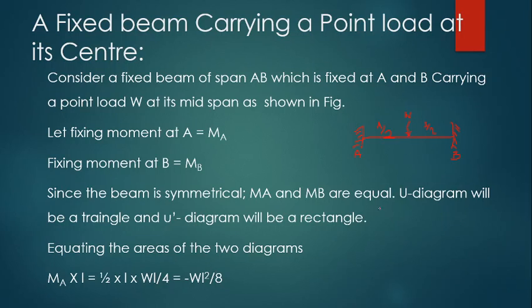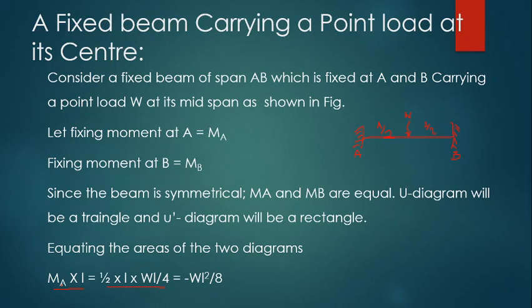As loading is symmetrical, both of these fixed end moments will have the same value, M and M. Therefore, the fixed end moment diagram will be a rectangle. Now, the first condition based on the moment area first theorem: equating the areas of the two diagrams, MA into L is equal to half into L into WL by 4. This is a triangular area, half into L into WL by 4, and this is the rectangle, the fixed end moments area.